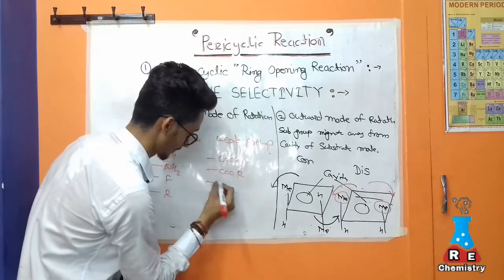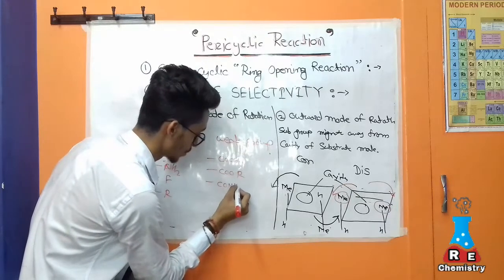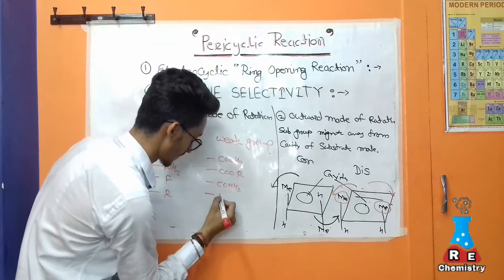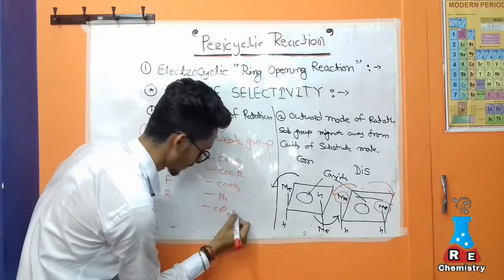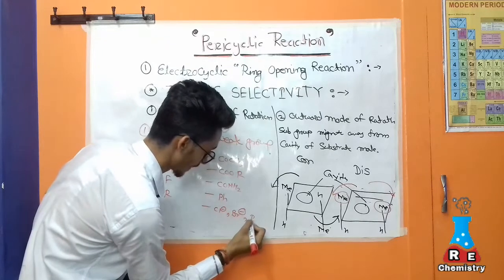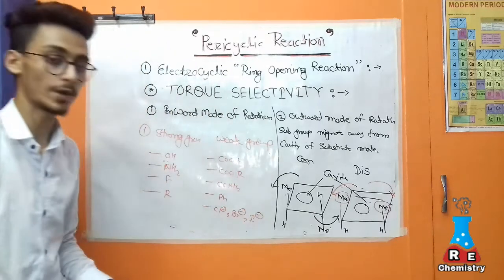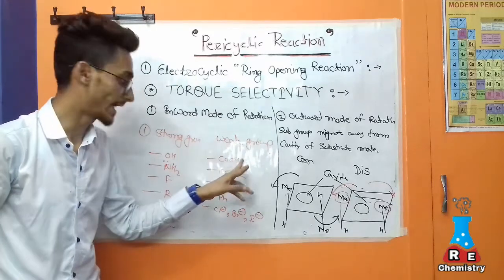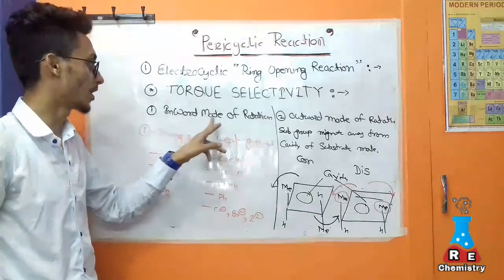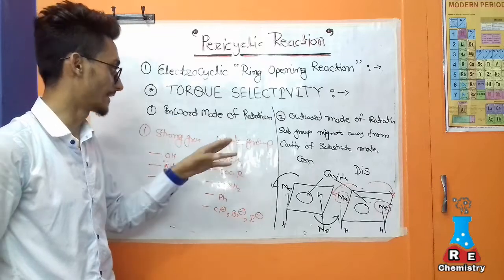And weak groups are COCH3, COOR, CONH2, phenyl, chlorine, bromine, and iodine.